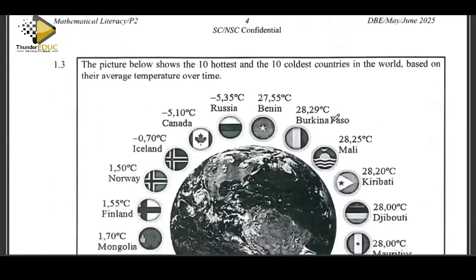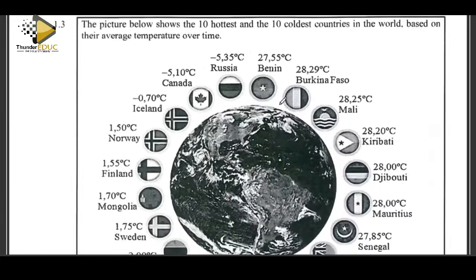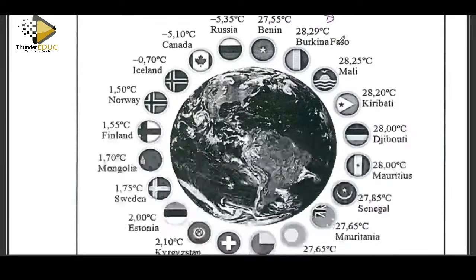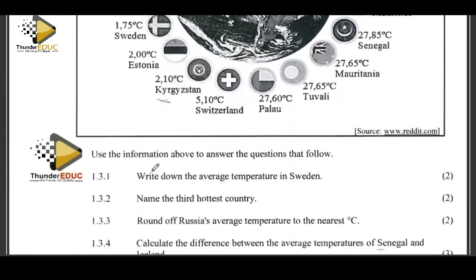All right, 1.3. The picture below shows the 10 hottest and 10 coldest countries in the world based on their average temperatures over time. So when you look at it, definitely the ones in negatives are the coldest. You may start from here like this. Hottest, we come down and we see. The question says, write down the average temperature in Sweden. Sweden is around here.